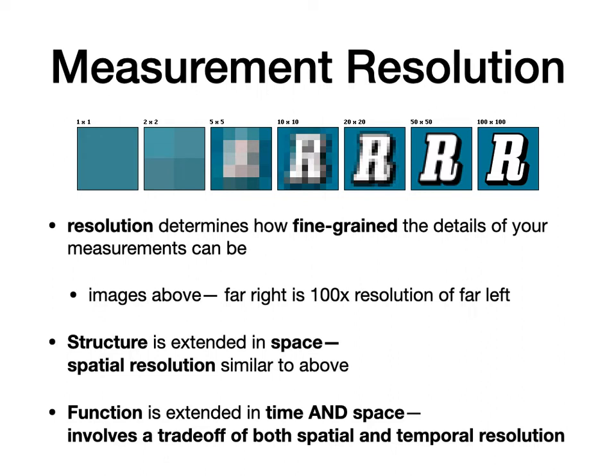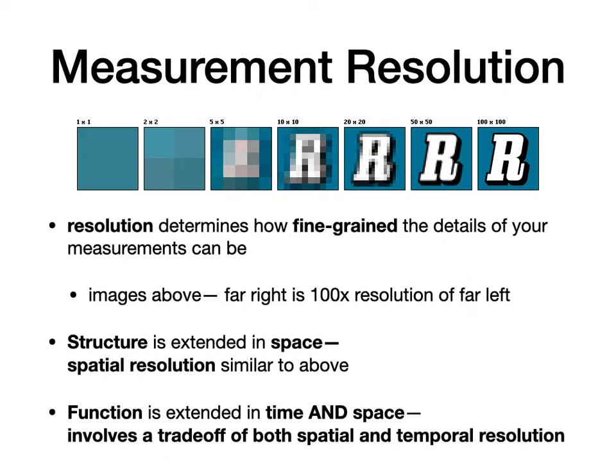So while structures are extended in space, they are just the physical structure of the entity that we're studying. That means that when it comes to measuring spatial resolution, it's similar to the above right there. You can have super fine-grained details like an electron microscope, or you can have a little bit more calculating the average activity in a voxel for something like BOLD response in fMRI, right?